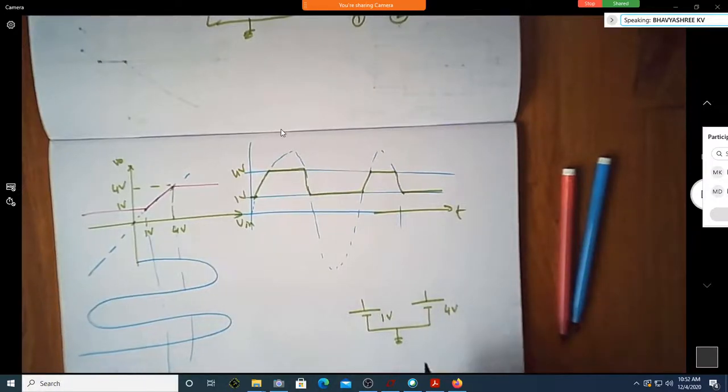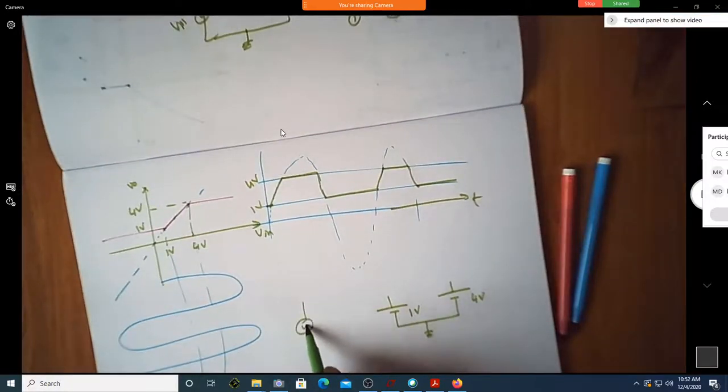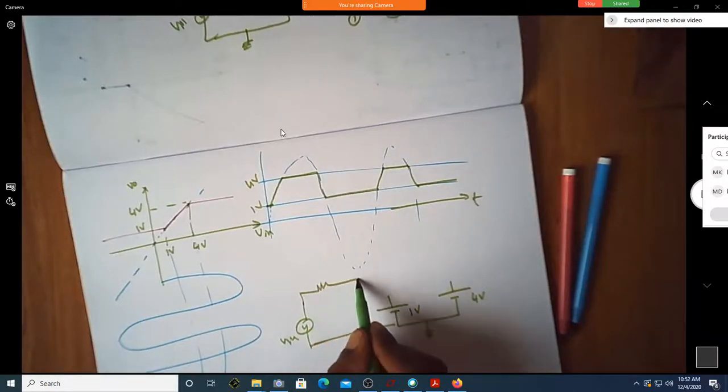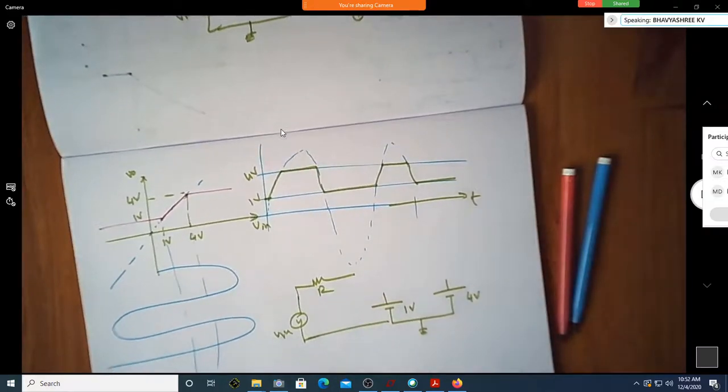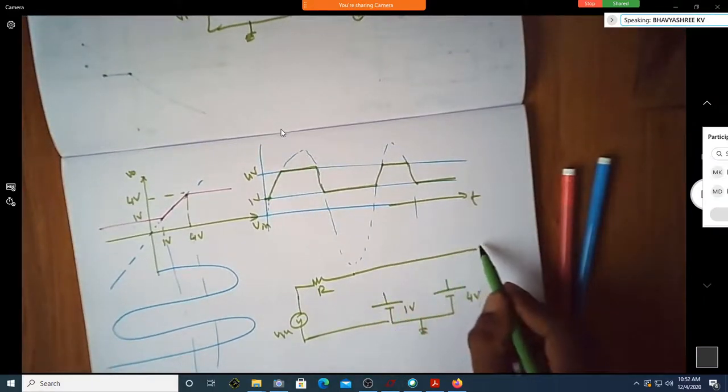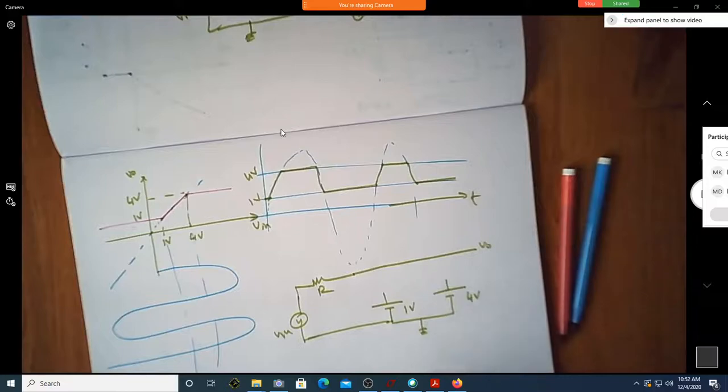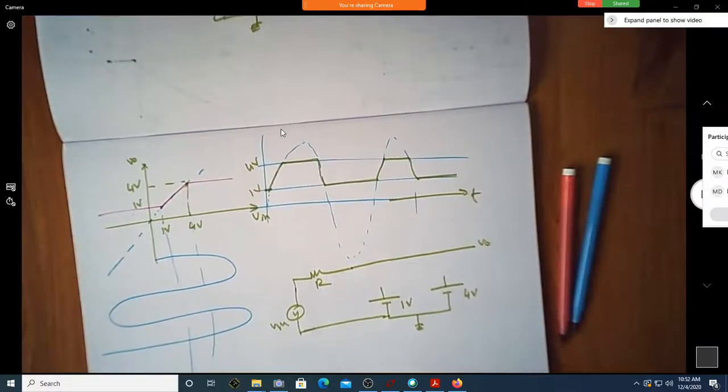Now I need to put two diodes. Of course, let me also write input voltage. So let us first write the skeleton. Now let me write this is my V0. So I need to put two diodes. What is the direction? Let me write these two diodes. This is one diode, this is the other diode. So this is 1, 2.